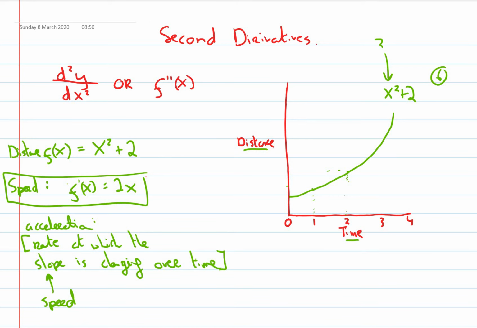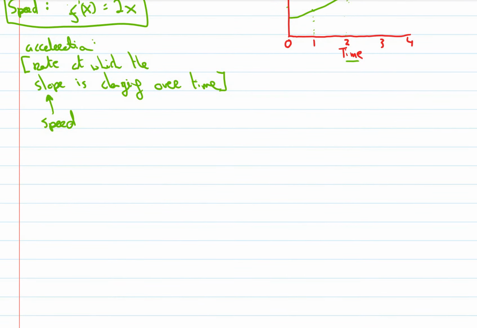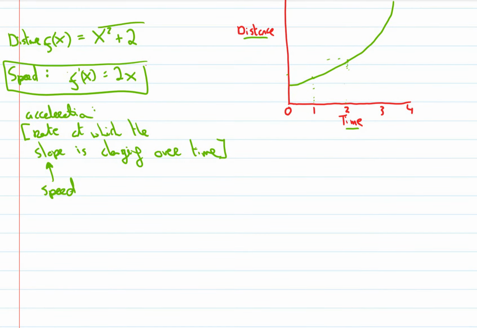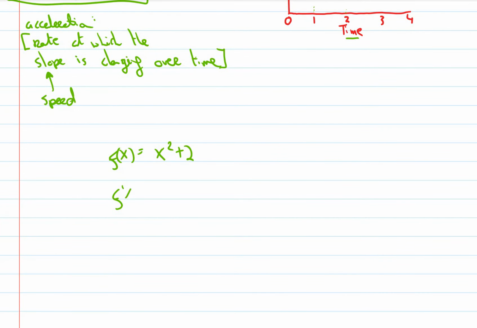To get anything to do with acceleration, or to get the rate of change over time, I differentiate twice. So here's my original function, f(x) equals x squared plus 2, which was my distance function. When I differentiated that once, it gave me my speed function. And if I differentiate that again, and this is how I show it, with 2 little dashes, I get 2. So the acceleration in this is 2. And it's 2 for any part of the graph.